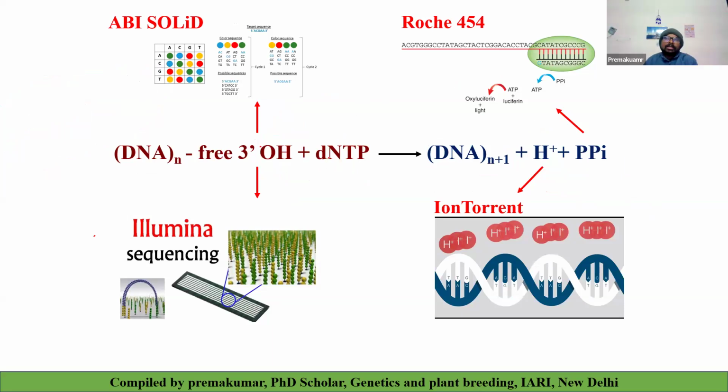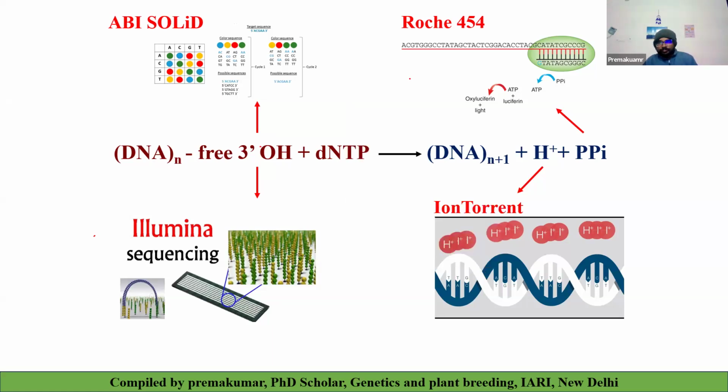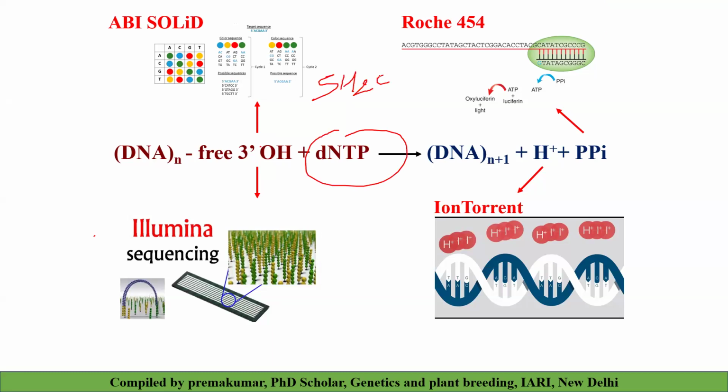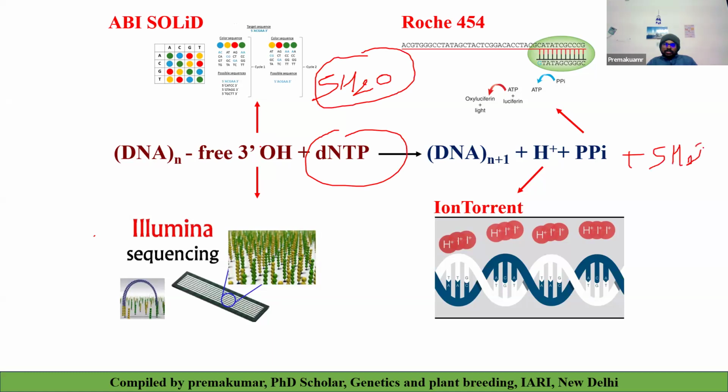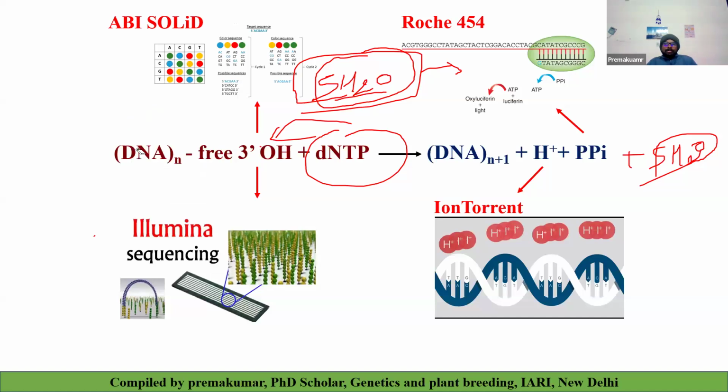Whenever the dNTP binds, five water molecules will be released. Then we can add plus 5H2O in that equation itself. I think, I will check. But whenever you add dNTPs, definitely water molecules are released. It's 5H2O, I will check once. Either 3H2O or 5H2O, I have confusion. I will let you know, but you should remember all the things.